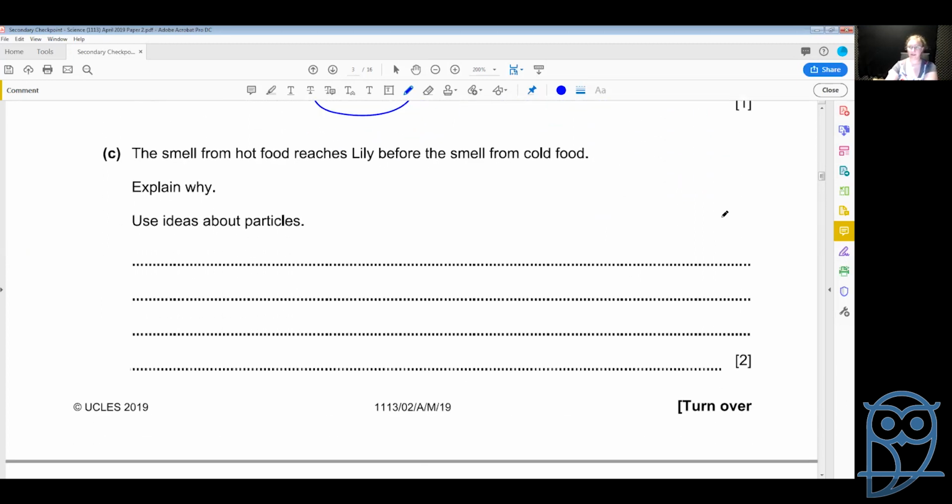C says, the smell from the hot food reaches Lily before the smell from the cold food. Explain why, use ideas from particles. So the particles in the hot food have more energy. And if the particles have more energy, that means they vibrate more, they move more, so they will diffuse faster than the ones from the cold food, which have less energy and will therefore diffuse a lot slower.